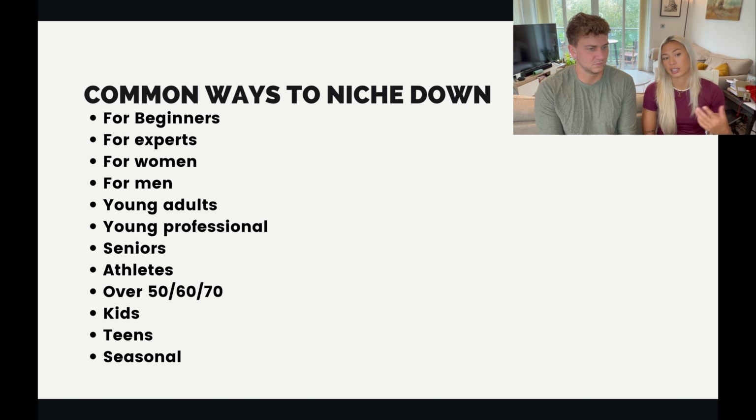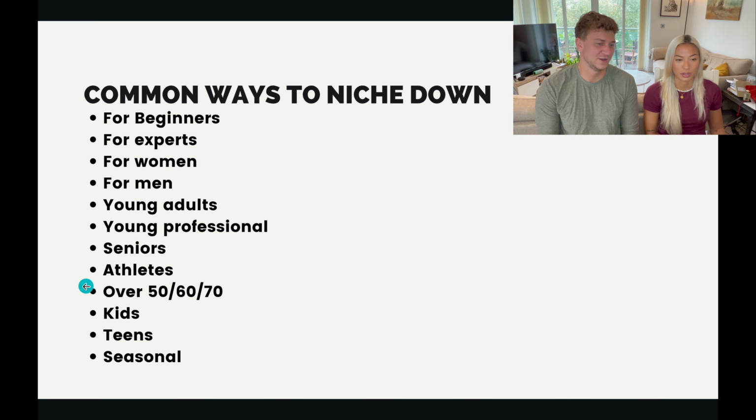So for women, for men, young adults, young professionals, seniors, athletes, over 50, 60, 70. That's age that we're talking about there. Because for example, in the strength training niche, there'll be a lot of books that are like strength training for those over 50. And these are separate ones. So it's not like over 50 and 60 and 70. It's like one of them.